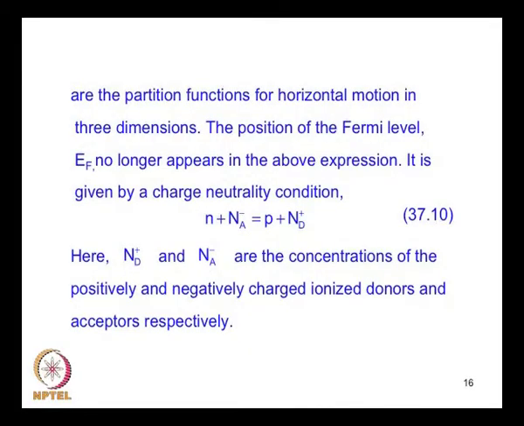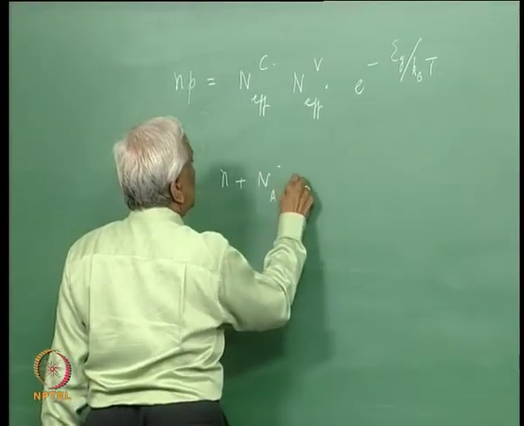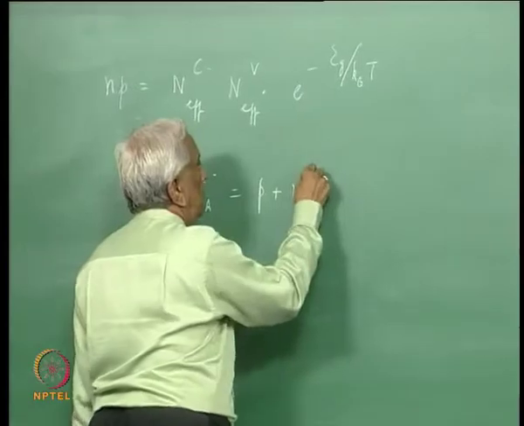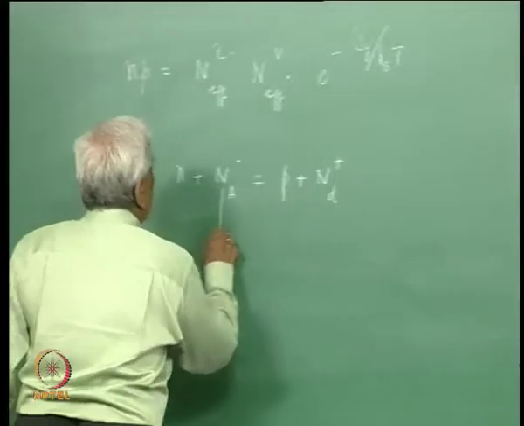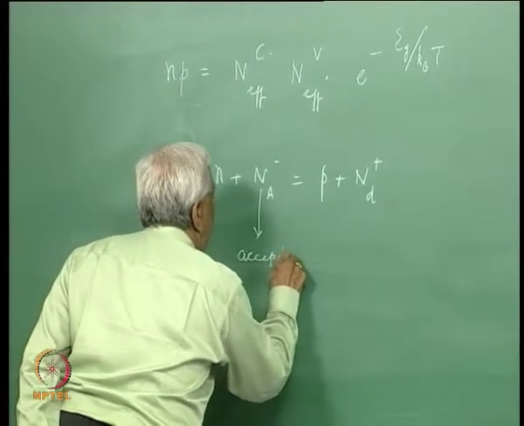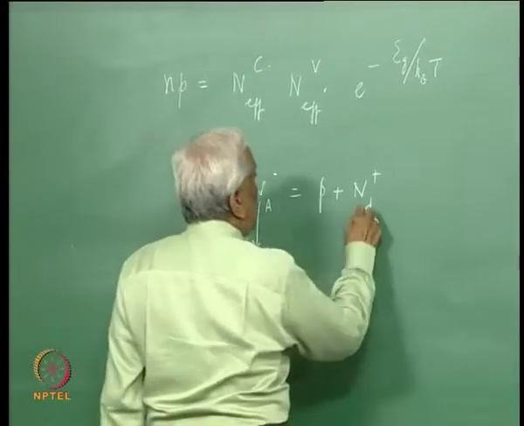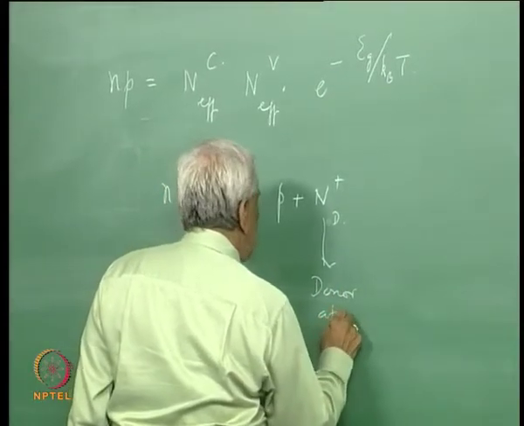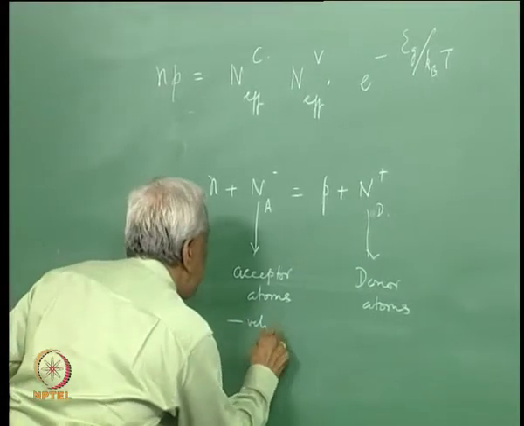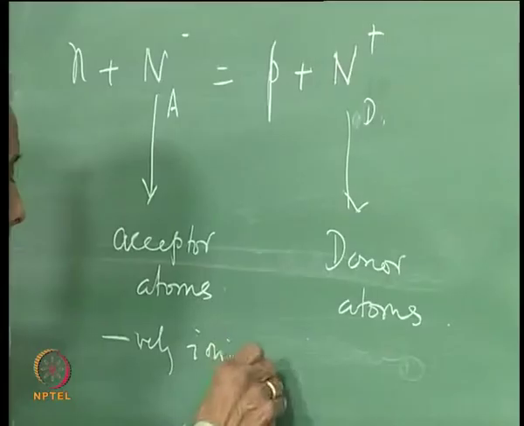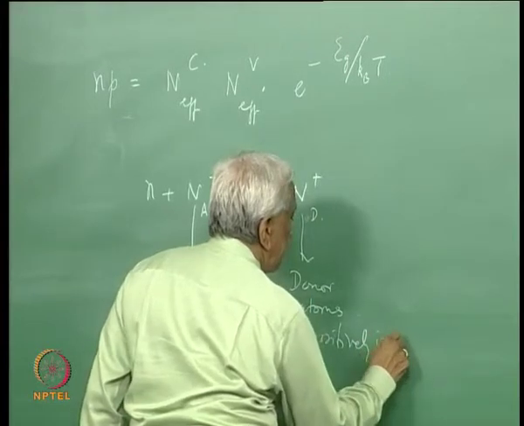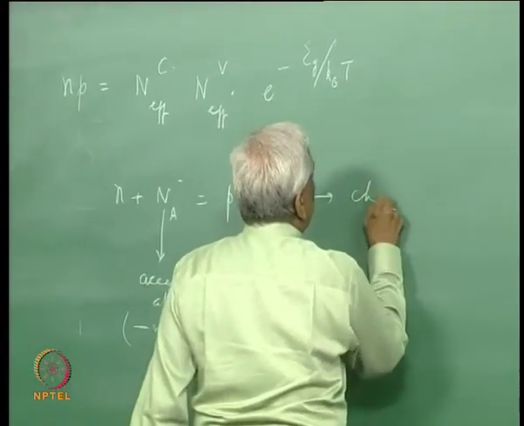Now, the charge neutrality requires that n plus N_A minus equals p plus N_D plus, where N_A minus is the acceptor atoms which are negatively ionized, whereas N_D plus is the donor atoms which are positively ionized. This is charge neutrality.